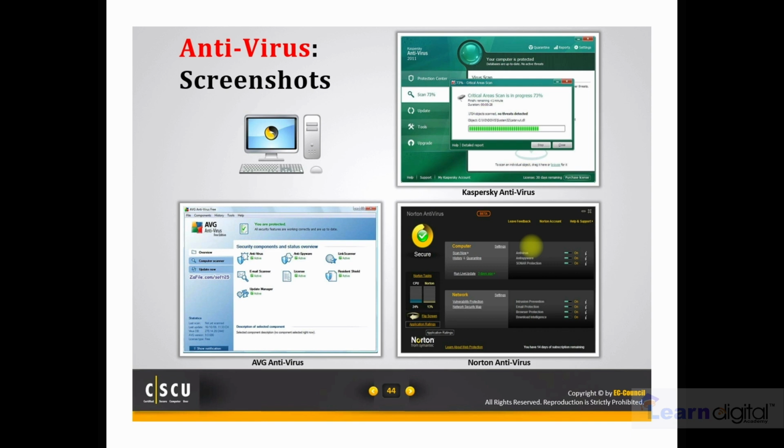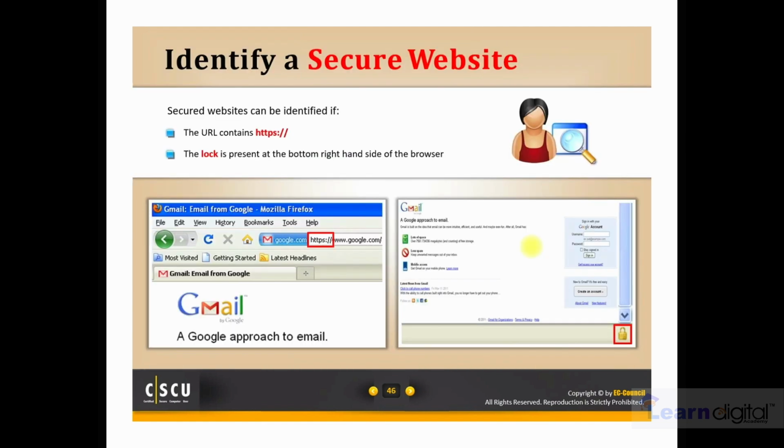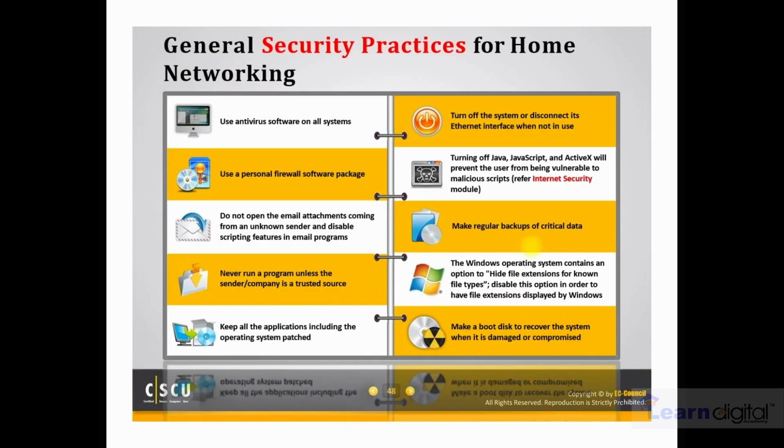There are some antivirus screenshots showing how you can scan and defend your computer, or how you can secure your computer. Along with that, you can use strong passwords and make regular backups. You know about encryption. So yes, you can also encrypt your disk like we discussed in the earlier sessions, like BitLocker. You can also identify a secure website, which we will discuss in the upcoming section. You can just check the HTTPS icon on your browser. So this is how we can secure our network, right?